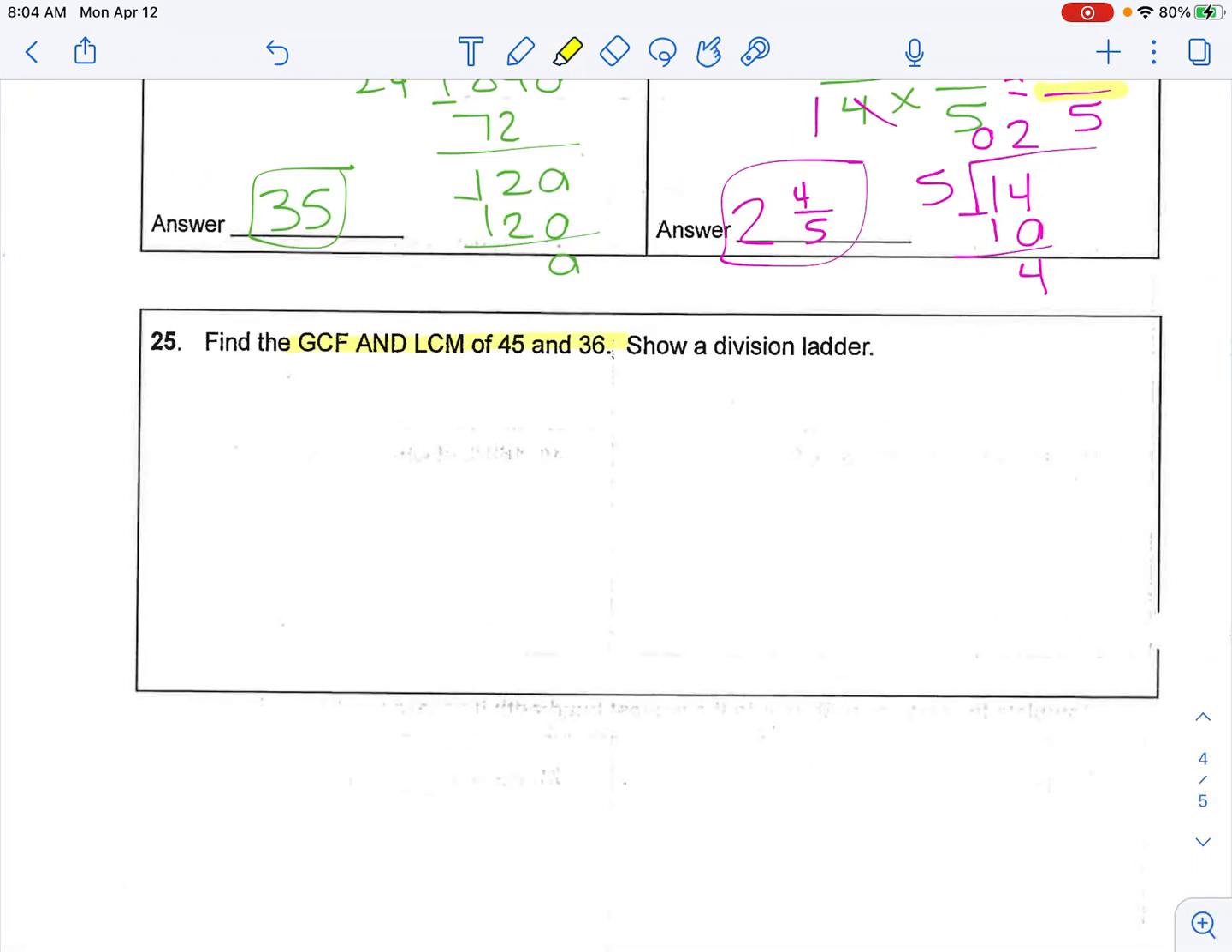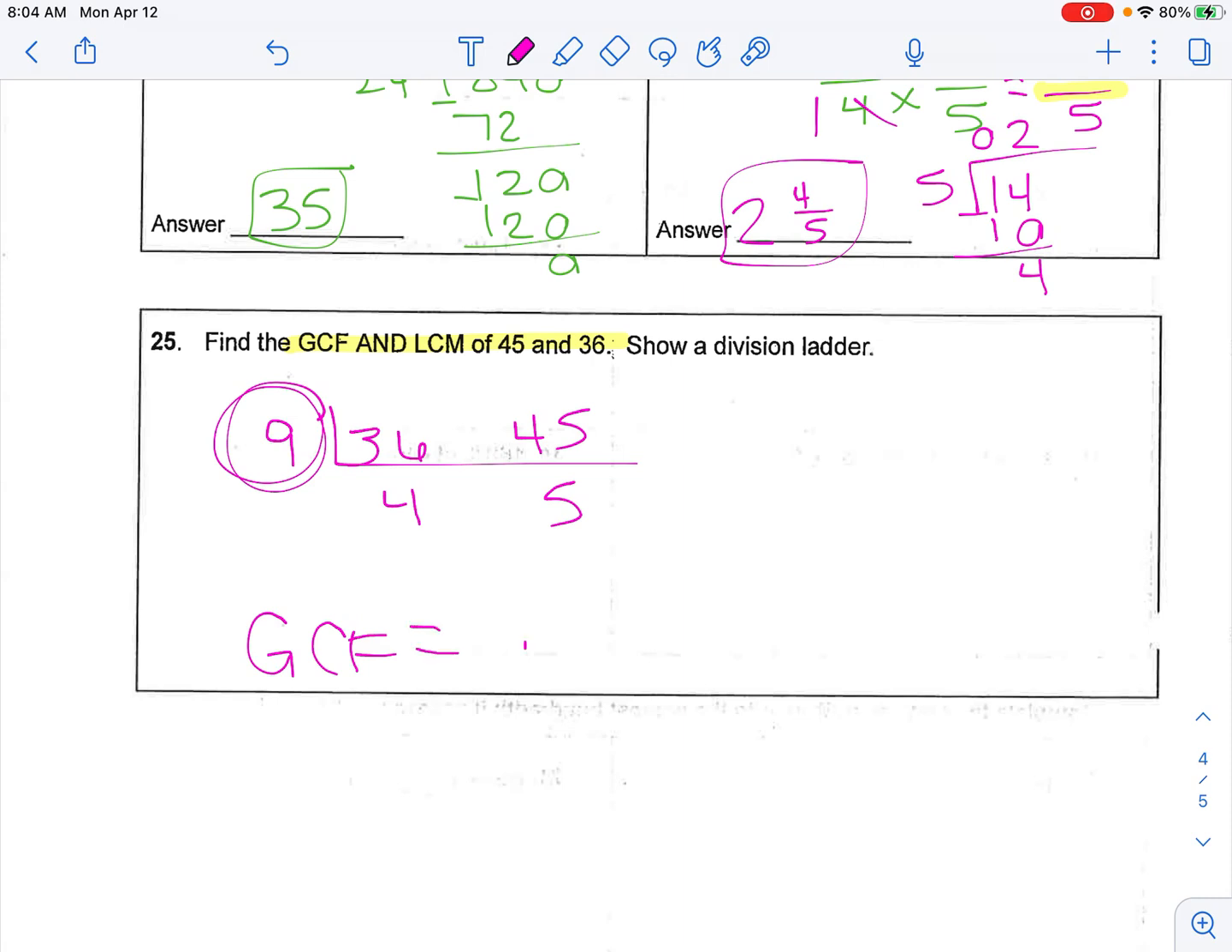Okay, find the GCF and the LCM of 45 and 36. So remember, we want to make a division ladder. I'm actually going to put the 36 in front. I know they're both divisible by 9, so I know 9 times 4 is 36 and 9 times 5 is 45. The greatest common factor is the number sitting on the outside of your ladder. So the greatest common factor, or the biggest number that you can divide by, is 9.